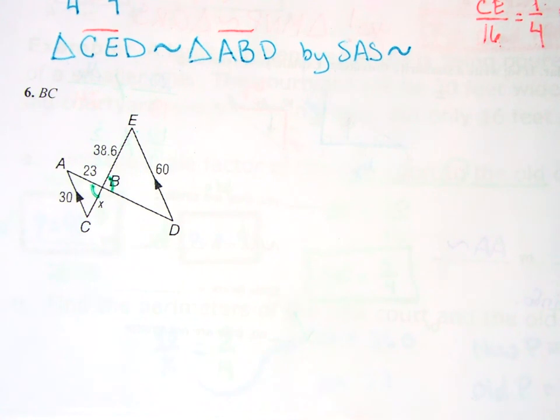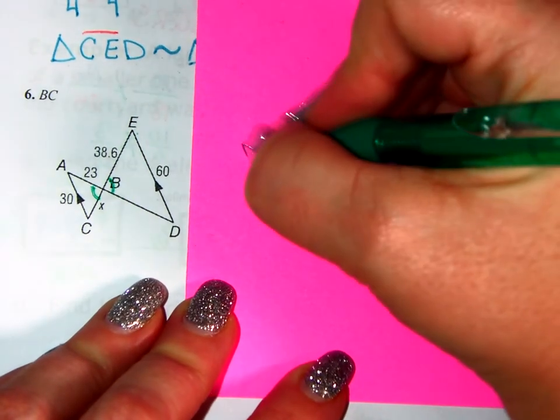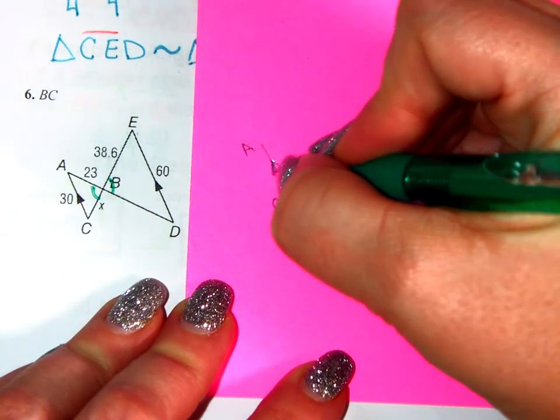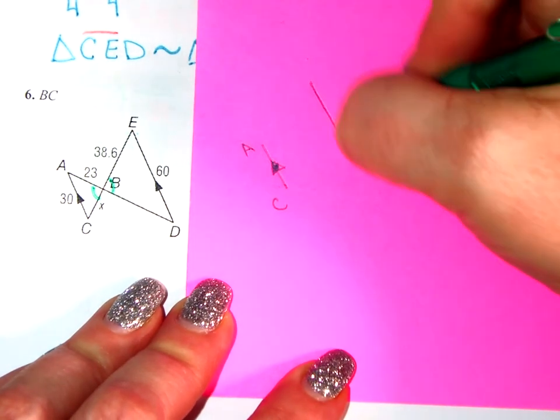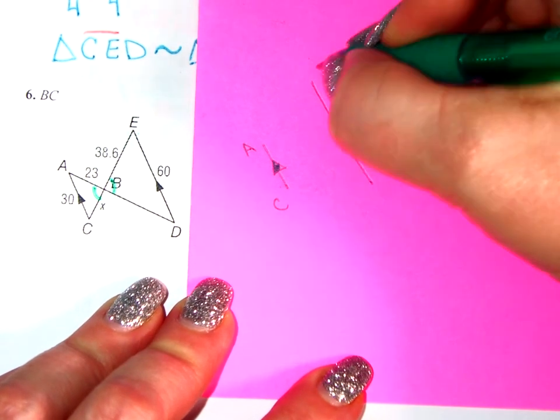What do I notice in that picture? What do those black triangles mean? It means they're parallel. So that means this piece here, AC, is parallel to this piece here, ED.